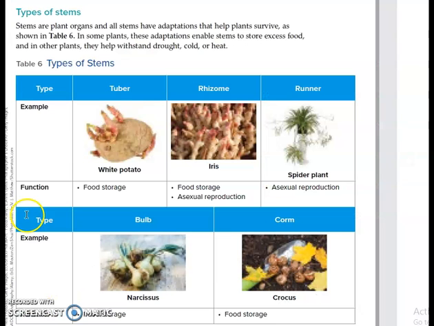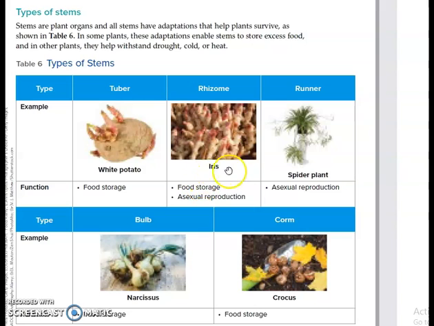Going now to the types of stems, as you see in your book, page 519, we have a table that summarizes the different types of stems. Stems are plant organs, and all stems have adaptations that help plants survive, as shown in table 6. In some plants, these adaptations enable stems to store excess food, and in other plants, they help withstand drought, cold, or even heat. The first type of stem is called tuber. You can find it in white potato. Its function is food storage.